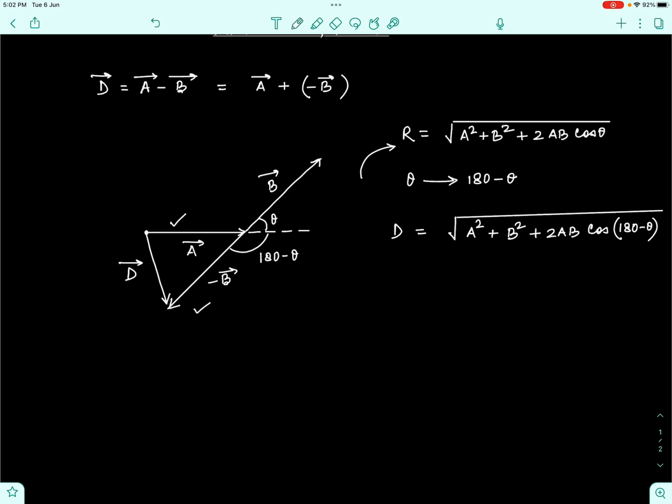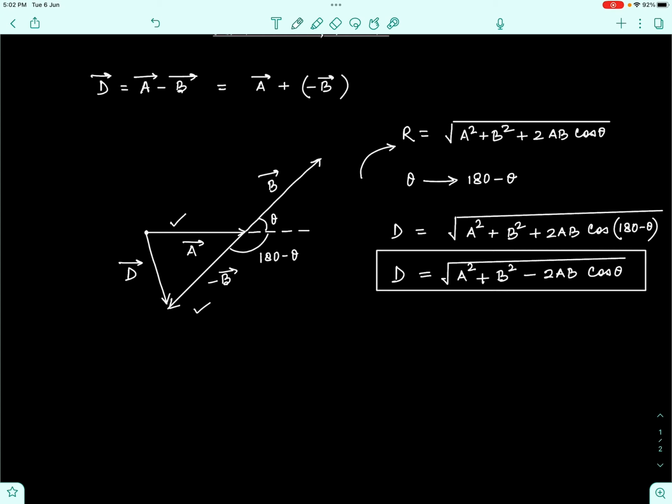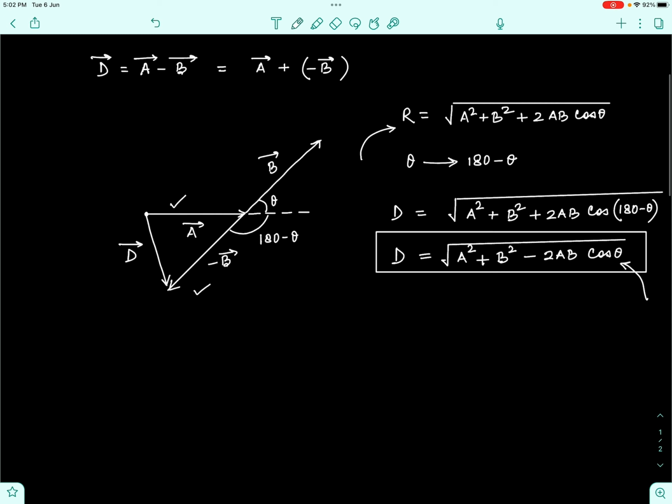And we can simplify this expression because we know that cos of 180 minus theta is minus cos theta. So this becomes a squared plus b squared minus 2ab cos theta. So this becomes our relation then for the magnitude of the difference of two vectors. Mind you, here the angle theta is still the angle between vectors A and B only, right? So you need to be careful with that.